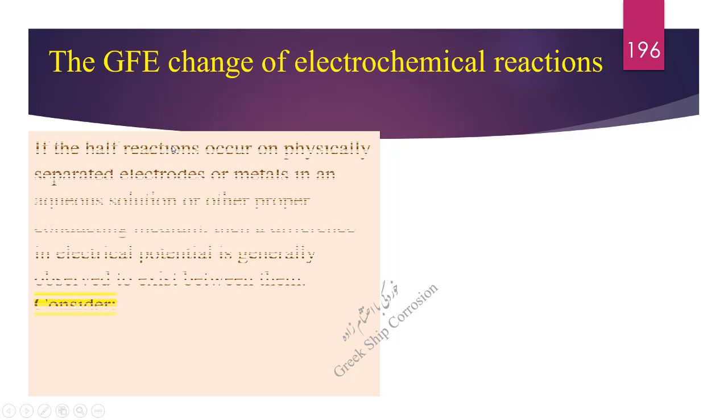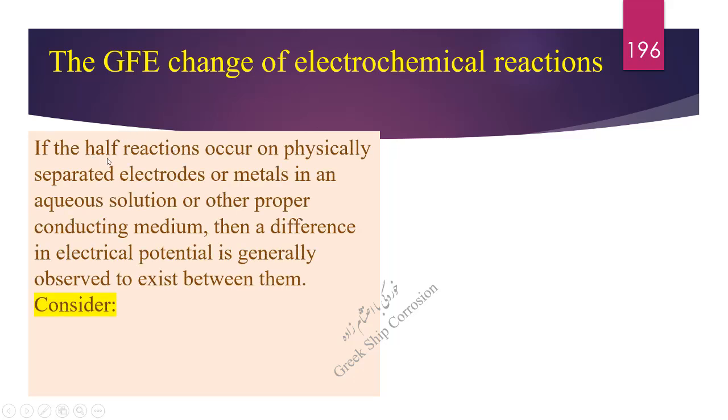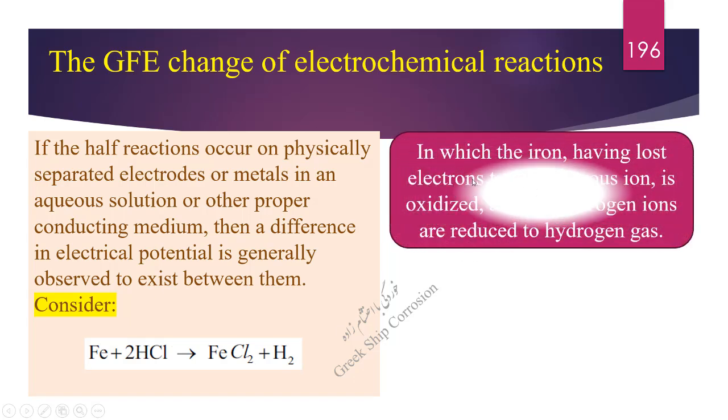The Gibbs free energy change of electrochemical reactions. If the half reactions occur on physically separated electrodes or metals in an aqueous solution or other proper conducting medium, then a difference in electrical potential is generally observed to exist between them. Consider Fe plus 2HCl reacts to yield FeCl2 plus H2, in which the iron, having lost electrons to form ferrous ion, is oxidized and the hydrogen ions are reduced to hydrogen gas.